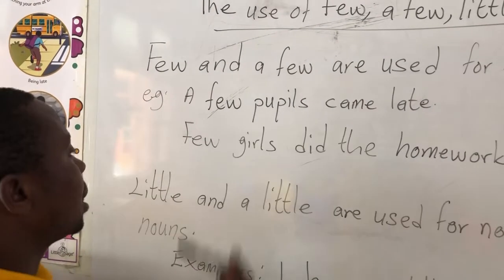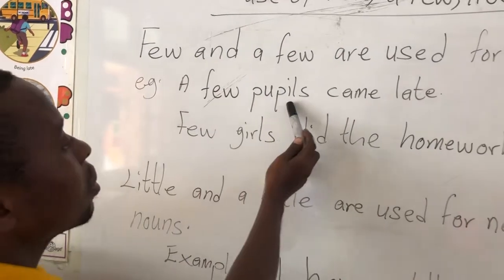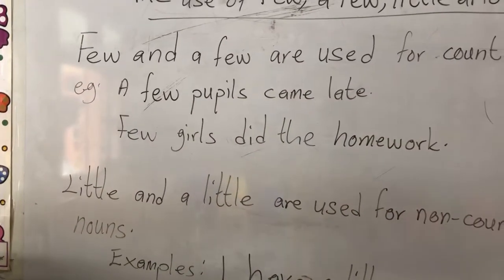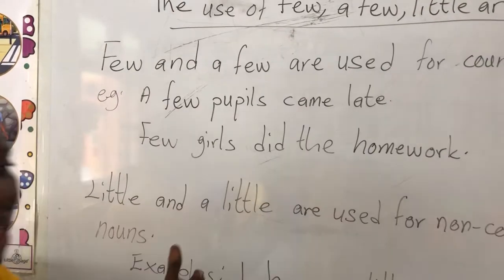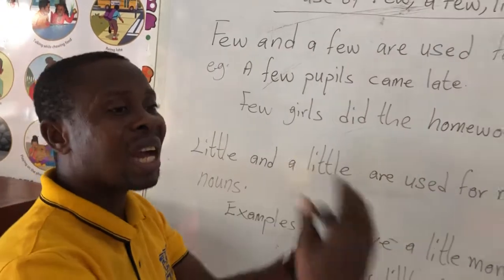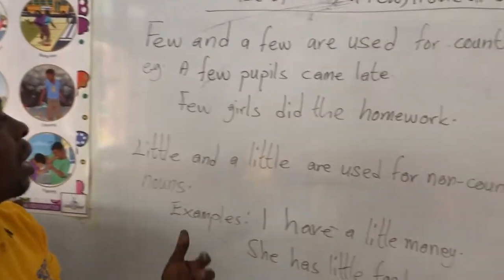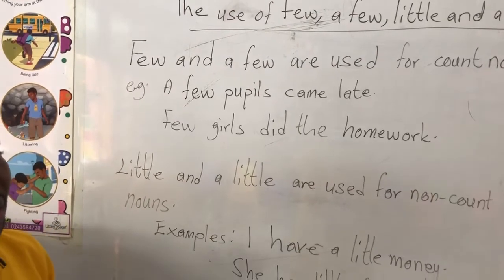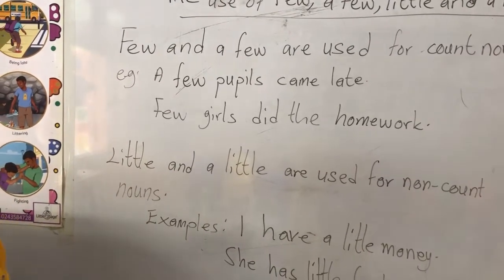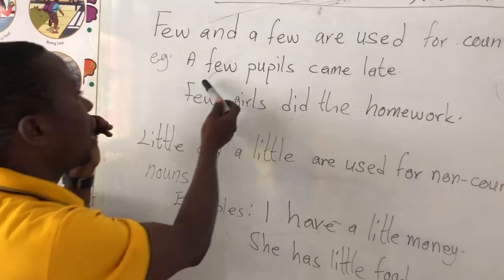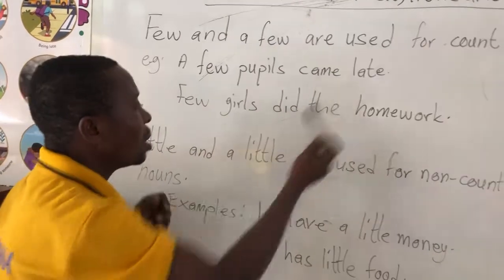Now let's look at this example. A few people came late. A few people came what? Late. How many people came late? You can give the number of people who came late. Okay? So it's what? A countable noun. We can number them. Let's say 10 people came late. So it's a countable noun. So we use what? A few people came late.